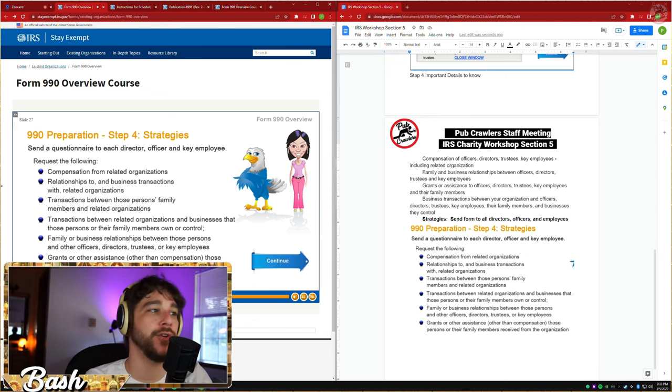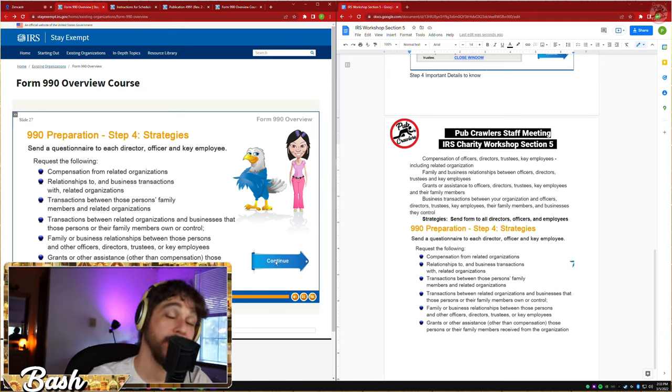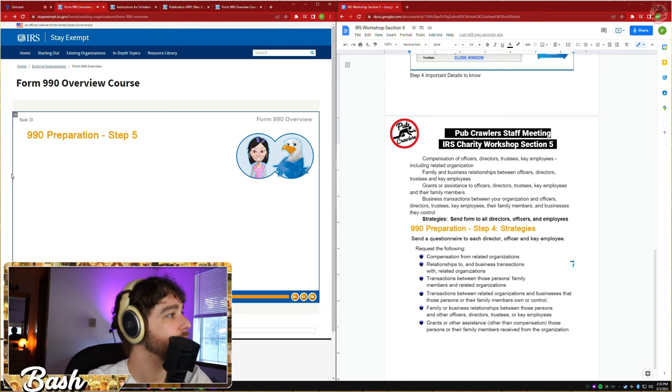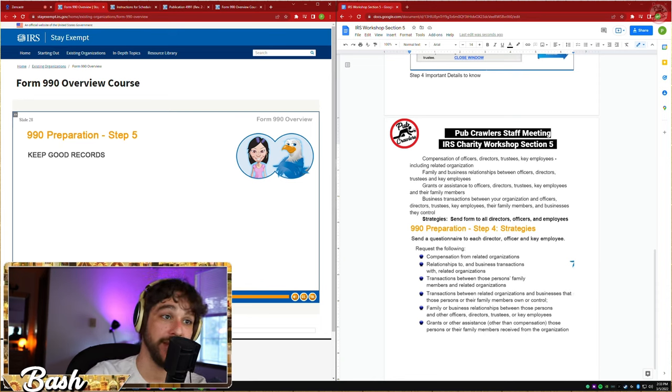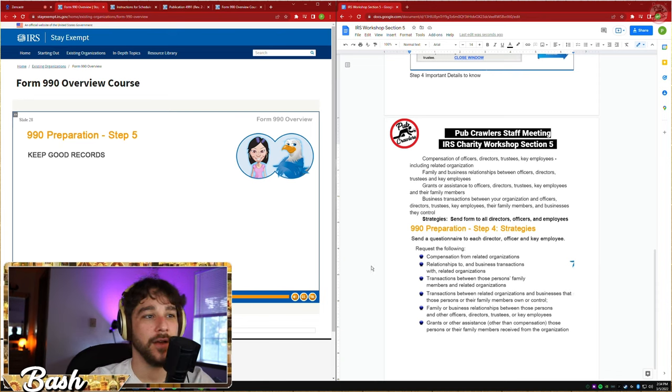So all this stuff is pretty much like, who are the big dogs? What do they own? And what decisions do they make in your organization? Because they get real specific on it. What if you don't own much? What if you don't have assets and stuff? Perfect. When you answer these things, you just say, no, none, nothing. Like, what was your relationship to business transactions with related organizations? None. Most of these questions will be like, yes or no. If yes, what? Does that make sense?